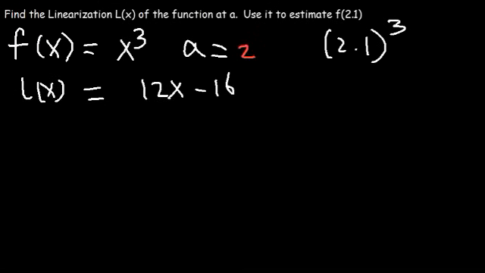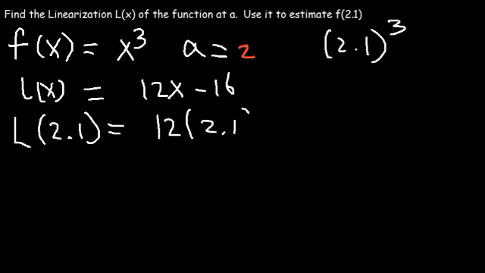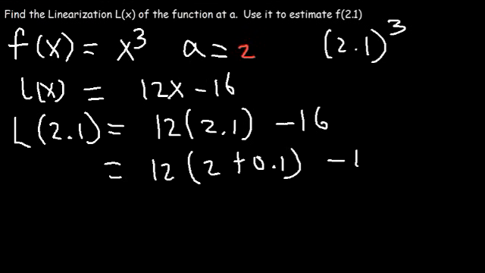Now that we have the L of x function, let's use it to estimate f of 2.1. So let's find L of 2.1 first. So 12 times 2.1 minus 16. So how can we do this without a calculator? 2.1 is basically 2 plus 0.1. So let's use the distributive property. 12 times 2 is 24. And what's 12 times 0.1?